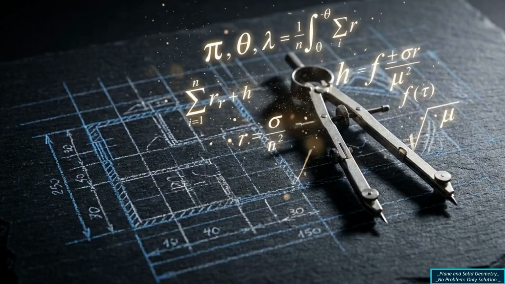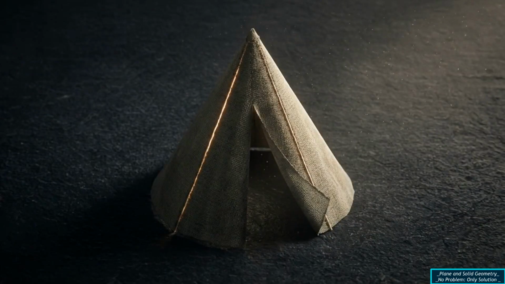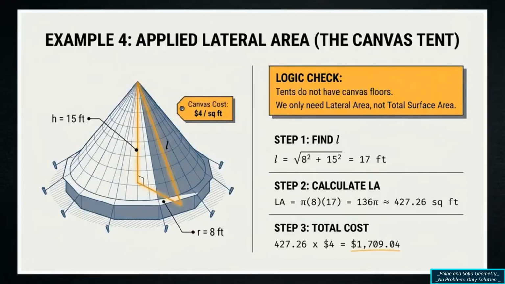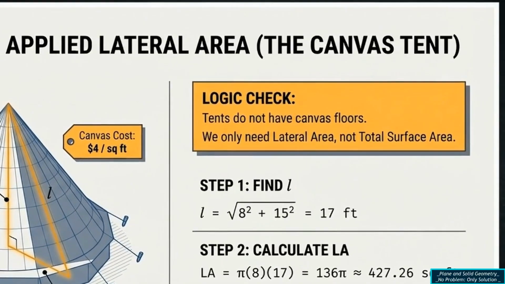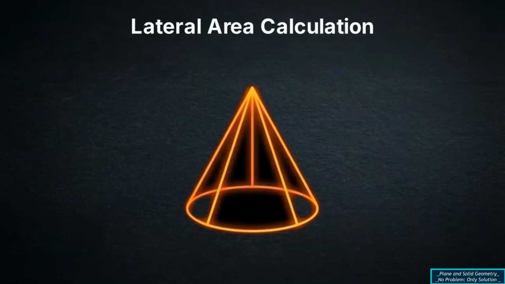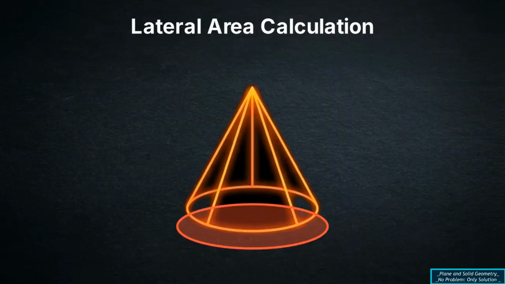Let's apply these formulas to a construction scenario, calculating the fabric needed to build a conical tent. The orange logic checkbox on the right points out an essential constraint. Real tents sit on the ground and do not have canvas floors. This means we only need to calculate the lateral area, ignoring the total surface area formula entirely.